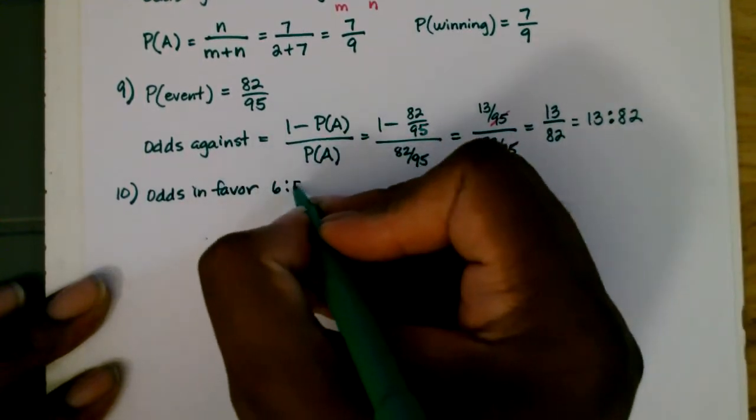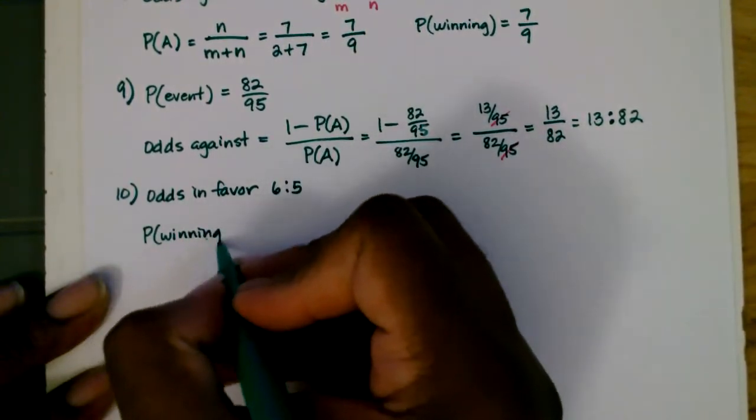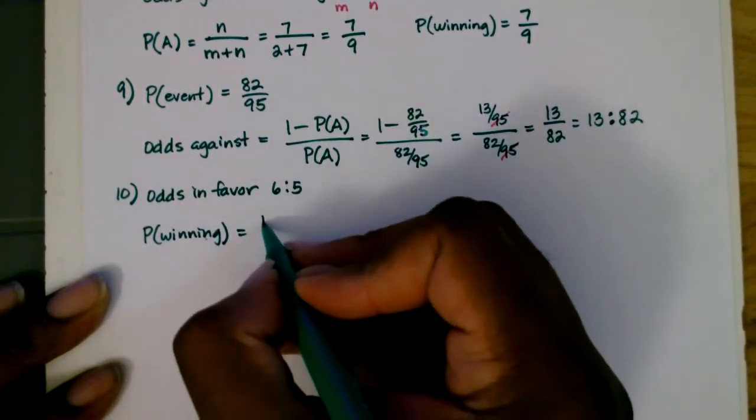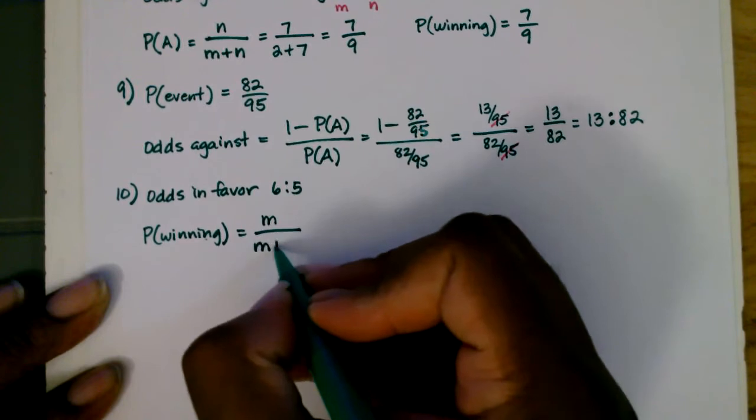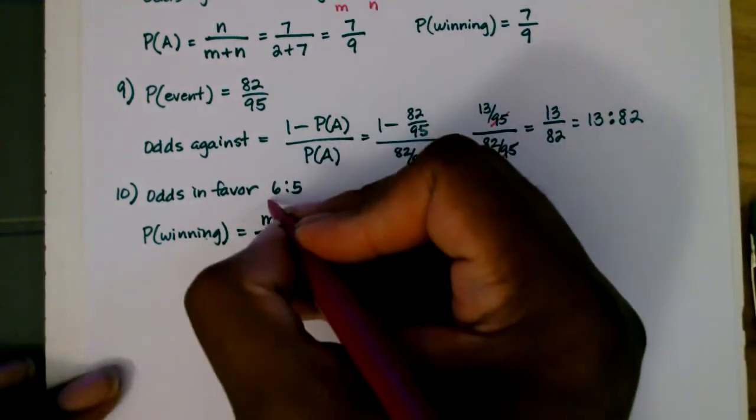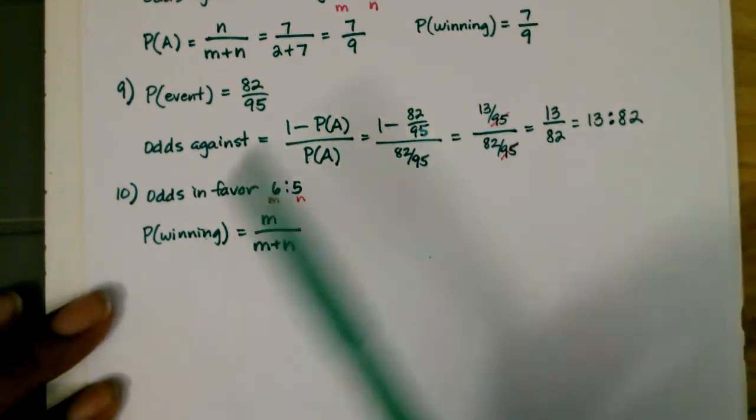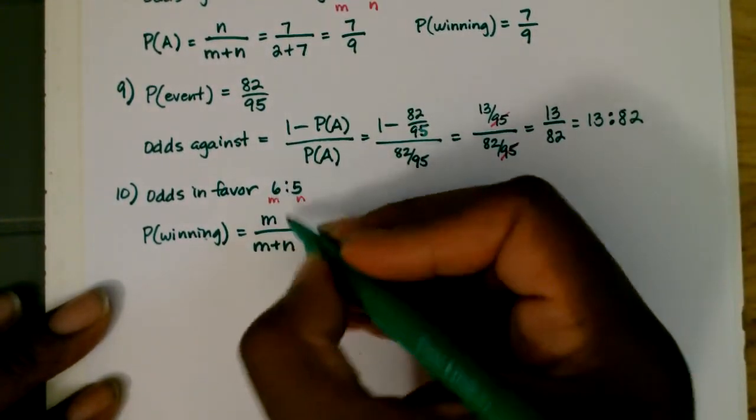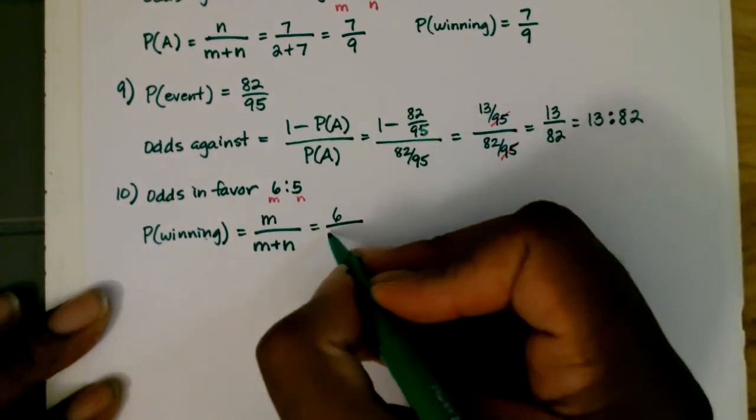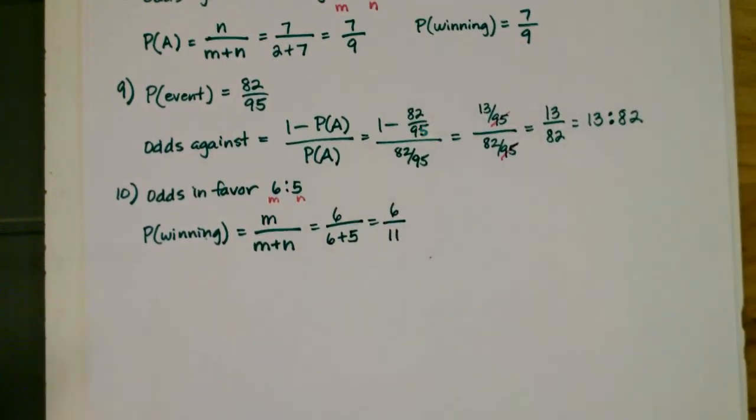And we want the probability of winning. This time it's going to be M divided by M plus N. In other words, your M is going to be that first number in that ratio. So your M is going to be 6 this time because it's odds in favor. So it's going to be the first number in the numerator divided by the sum of those two numbers, 6 plus 5. And 6 plus 5 will be 11. So the probability of Fast Leg winning the race will be 6 over 11.